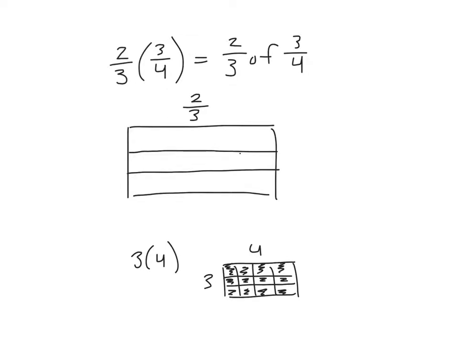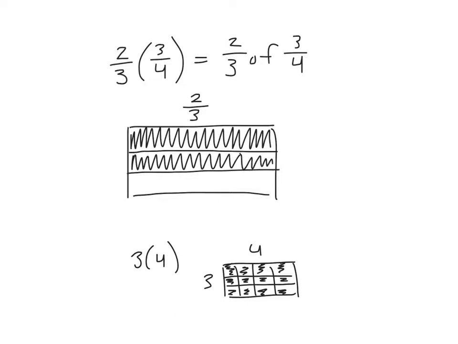So we're going to say 2/3 times 3/4. So 2/3. Shade in the 2 bars. So that's the 2/3 part. Now we're going to multiply that. We're going to take 3/4 of 2/3. So we're taking 3/4 of 2/3. Well, wait a second. Here's our 3/4.